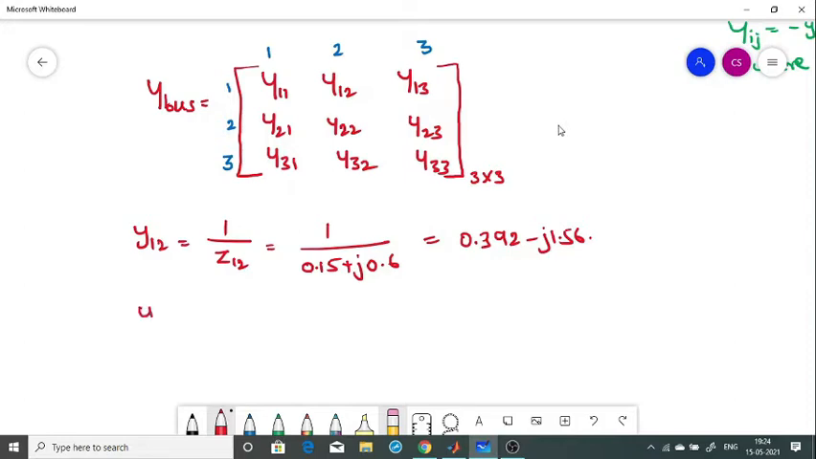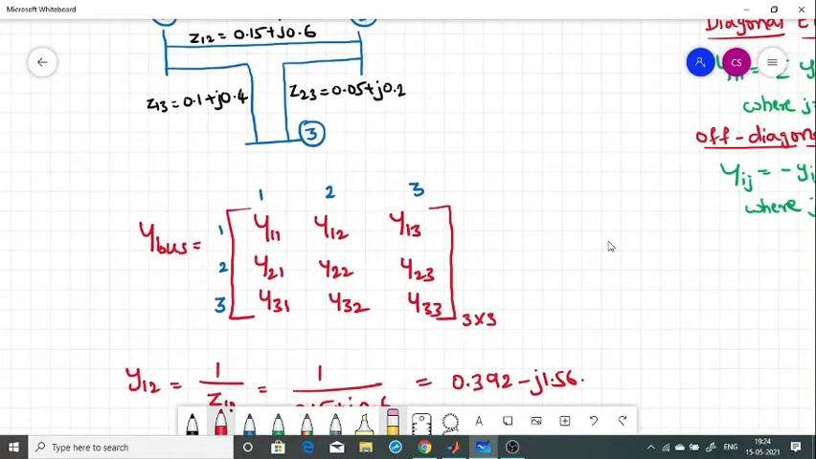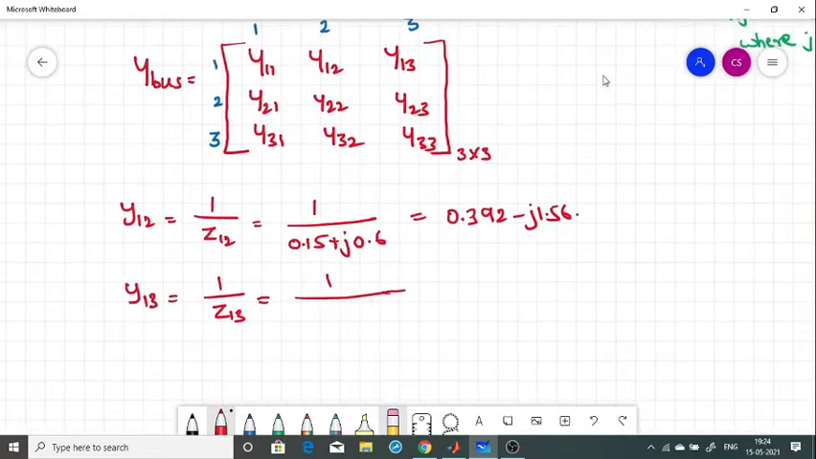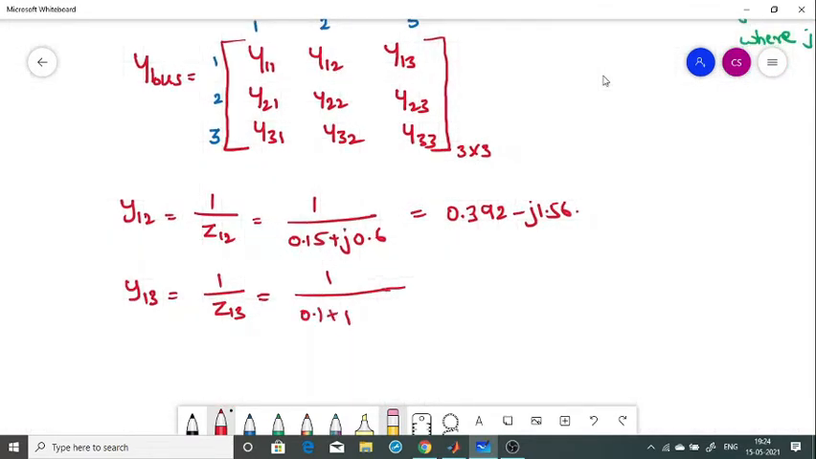Similarly, if you want to calculate y13, which is the reciprocal of Z13, what is the Z13 value? Going to the power system network, Z13 is 0.1 + j0.4. So 1 divided by (0.1 + j0.4) gives the respective admittance value of 0.588 - j2.35.